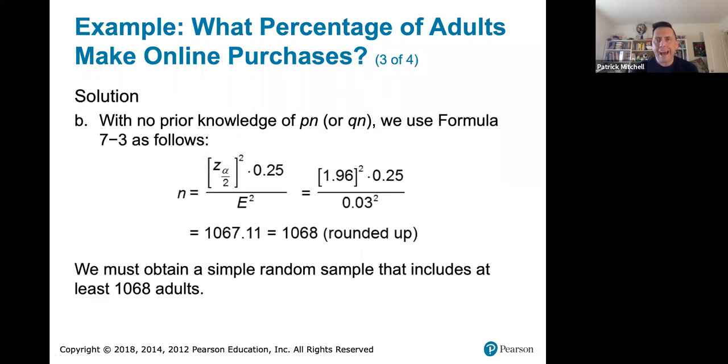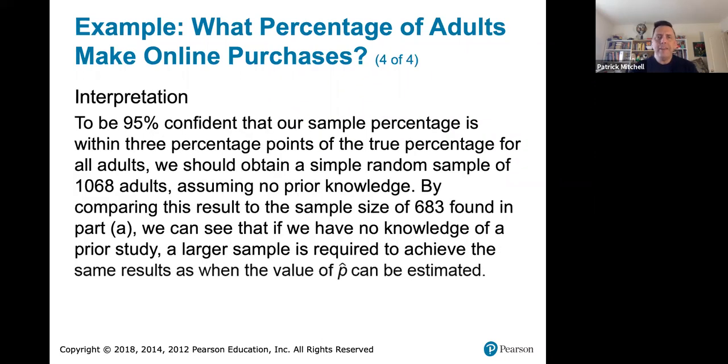So it is helpful to have a working value for P hat, if just to collect a preliminary sample and use that to get an estimate for p hat. All right, so to be 95% confident that our sample percentage is within 3 percentage points of the true percentage for all adults, we should obtain a simple random sample of 1,068 adults. That's if we have no prior knowledge of what p is or p hat is.